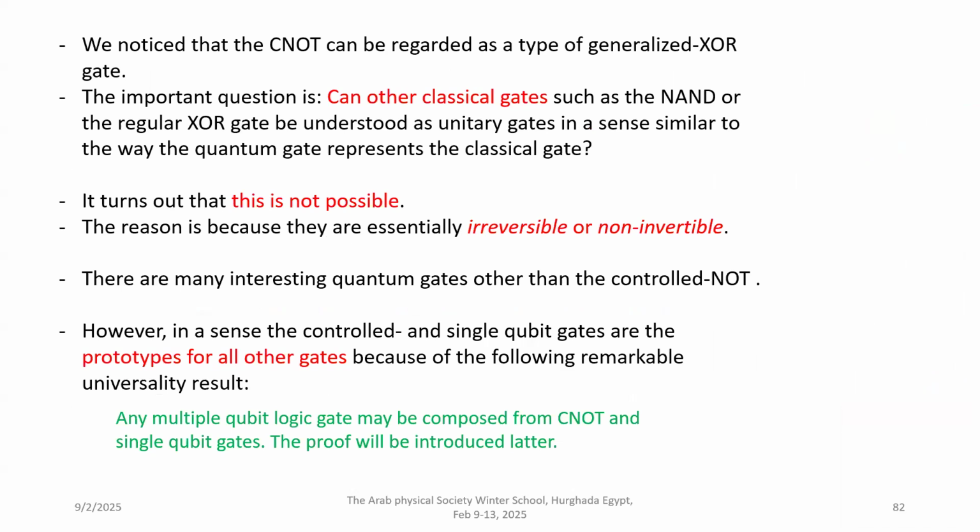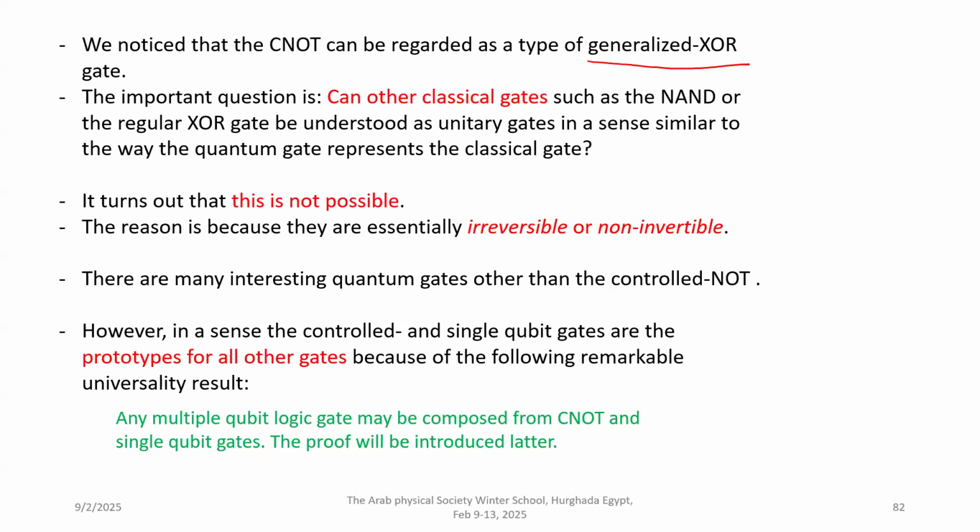We noticed that the CNOT can be regarded as a type of generalized XOR gate. The thing is, can we do that with other classical gates? The answer is no. Why? Because they are not unitary.